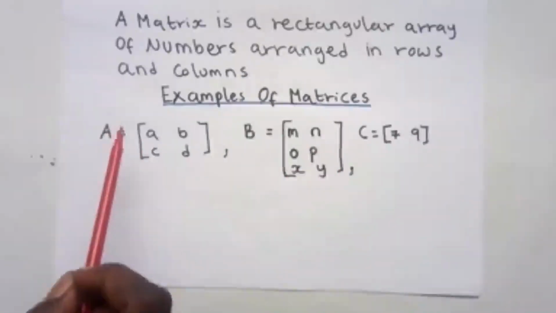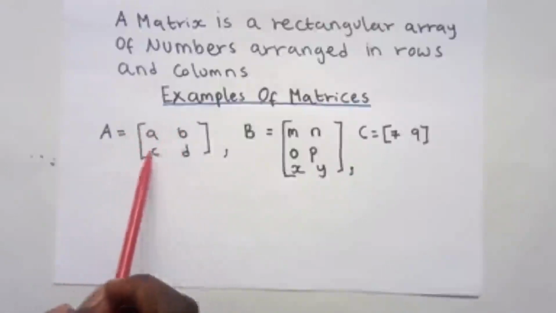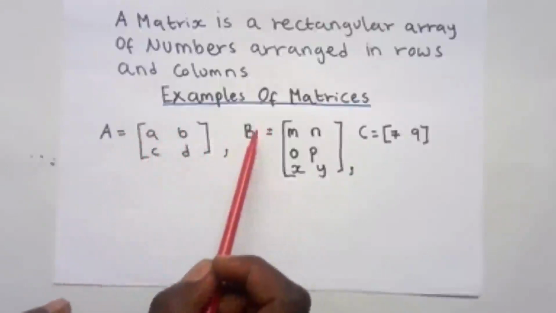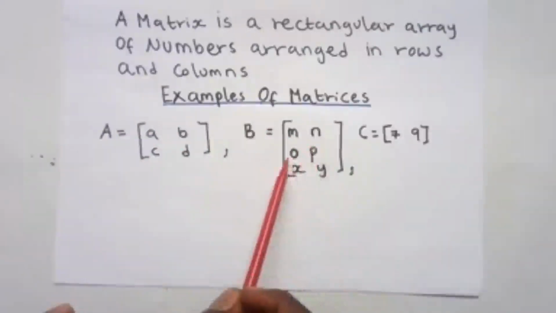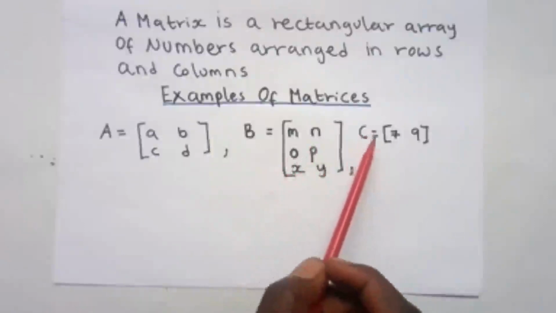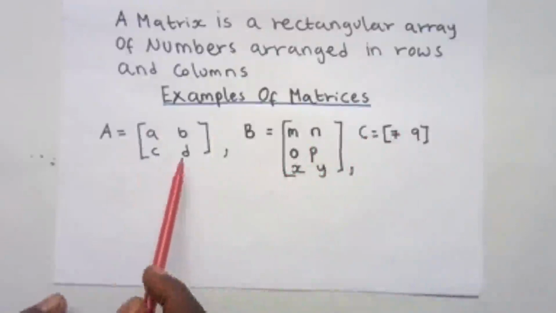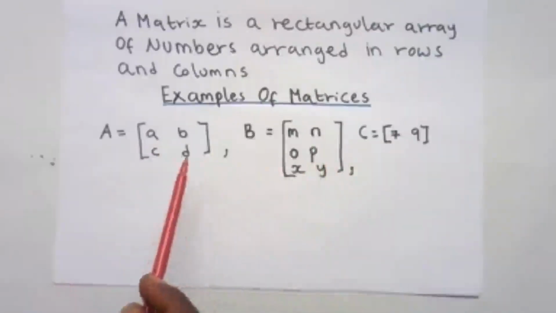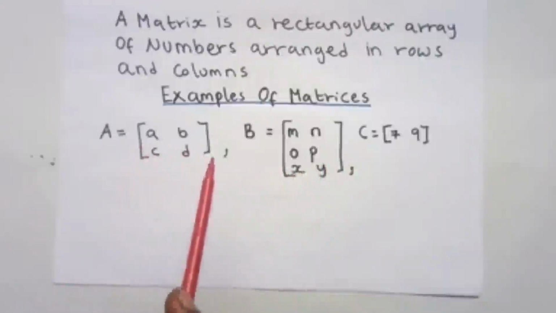In matrix A, we can see that it has only 4 elements 1, 2, 3, 4. Matrix B have only 6 elements 1, 2, 3, 4, 5, 6. And matrix C have only 2 elements 1 and 2. There is a way we can differentiate these matrices, and we do this by naming the matrices. This is how we name matrices.